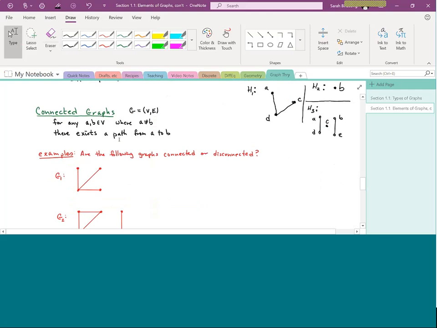Okay? In other words, you can literally start from any vertex in the graph. You can end at any other vertex in the graph, and you can get there. It may only be one way to get there, but you can always travel along the edges of the graph to get to that second vertex.